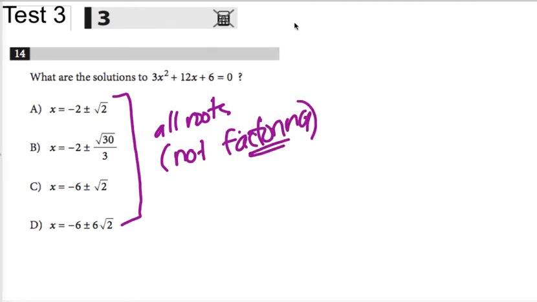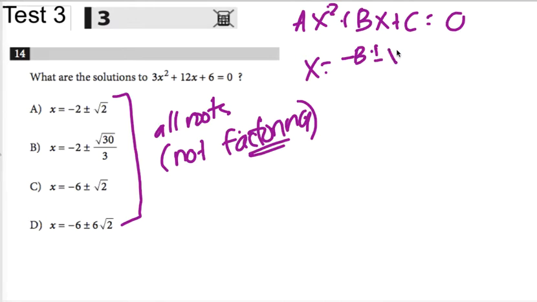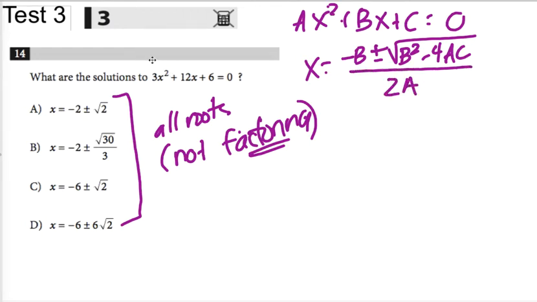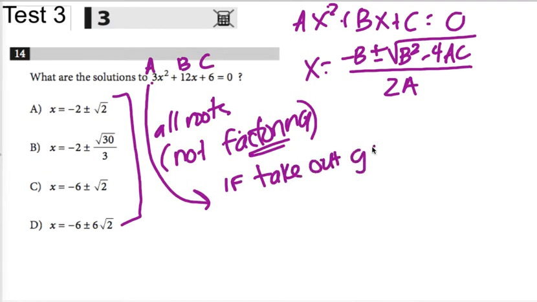So the quadratic formula says that if we have ax squared plus bx plus c equals 0, then we can solve for x by doing negative b plus or minus the square root of b squared minus 4ac, all over 2a. And it's really just about plugging and chugging and getting this right. So I have an a, b, and a c. Now there is a bit of a trick here. If you take out the GCF of 3, it's going to be easier.